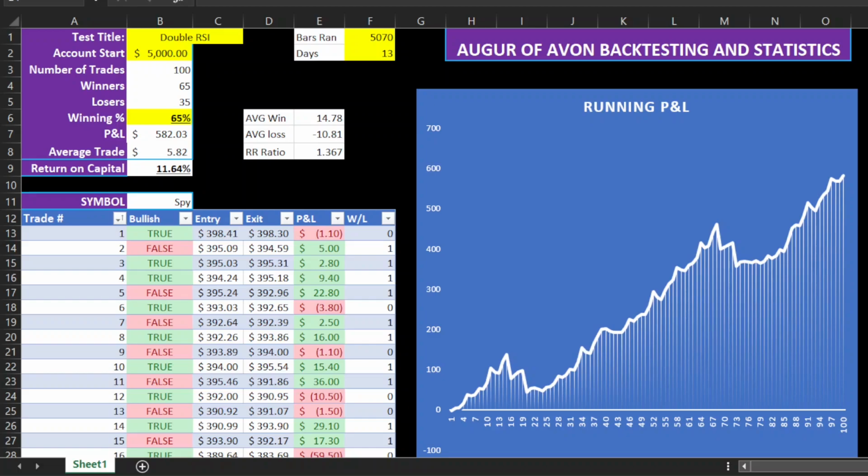We had 100 trades, so the back test was 100% completed. We had 65 winners, 35 losers for a 65% win to loss ratio. This gave us a total profit or loss without fees and commissions of $582.03, or an average trade return of $5.82, to make an 11.64% return on capital, which is great for the small time we ran the test.